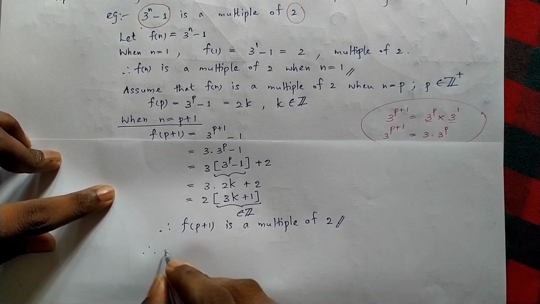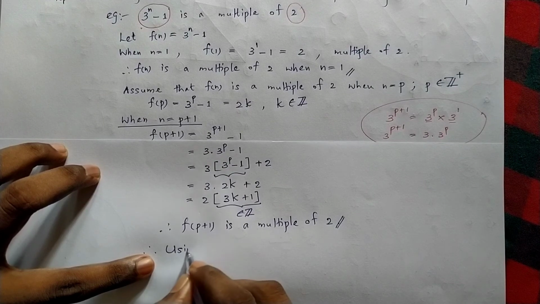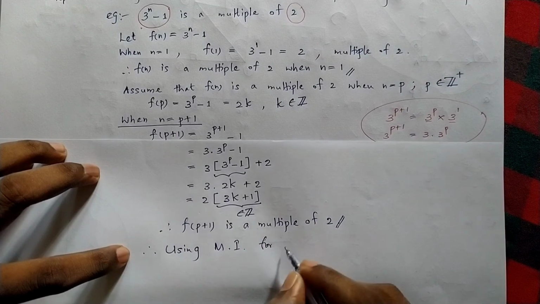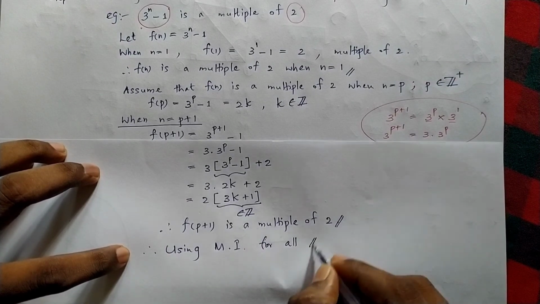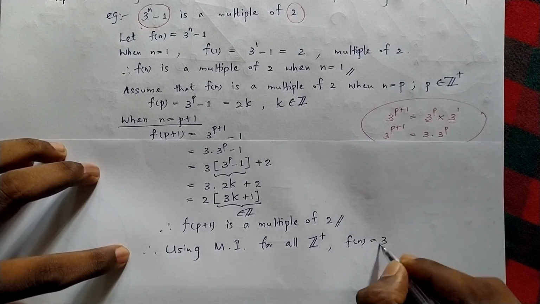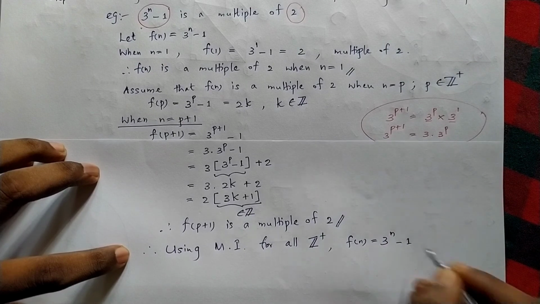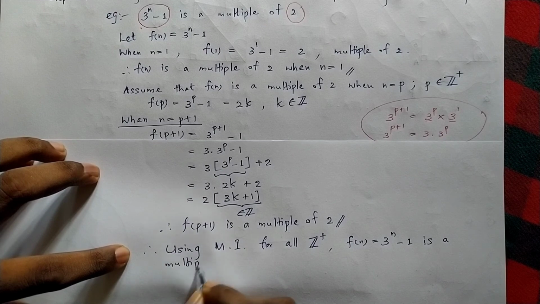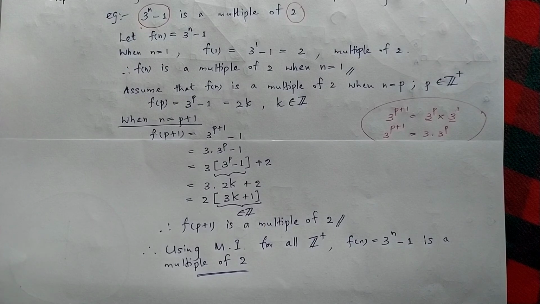Therefore, using mathematical induction, for all positive integers, we can say f of n, which is equivalent to 3 to the power n minus 1, is a multiple of 2. This is how we show a mathematical expression, a mathematical equation, or any inequality is true.